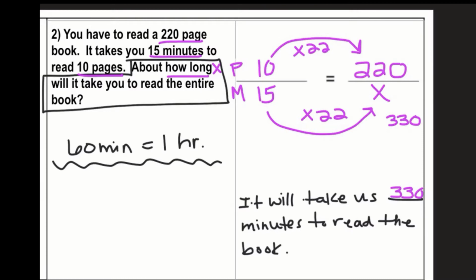What would we take 330 and divide it by? 60. We want to know how many groups of 60 go into that. So take 330 divided by 60. What do you get? 5.5. So 5.5 hours. Or you could say about 6. Right? It's going to take me 330 minutes to read the book. It's going to take me 5.5 hours to read the book, or it's going to take me about 6 hours to read the book.